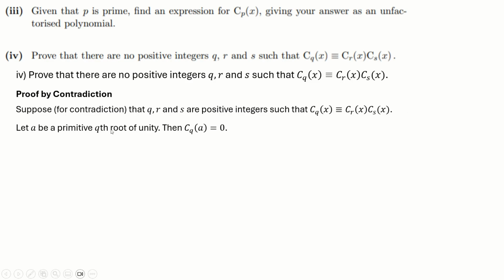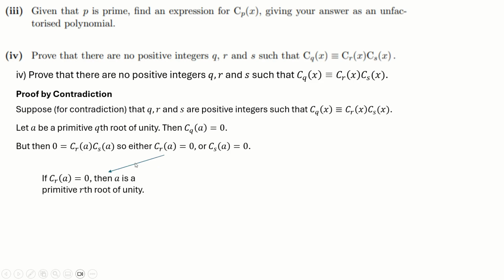So we're going to let A be a primitive qth root of unity. By definition, this must be true. That's just the definition they gave us for C of x. If A is a primitive qth root of unity, then if we put in A everywhere, we get this is 0 because of this. So 0 equals this times this with A's in there. But that means, of course, that either this thing is 0 or this thing is 0. If this thing is 0, then A is a primitive rth root of unity, because, of course, it's going into C, and the polynomial C had to do with primitive roots.